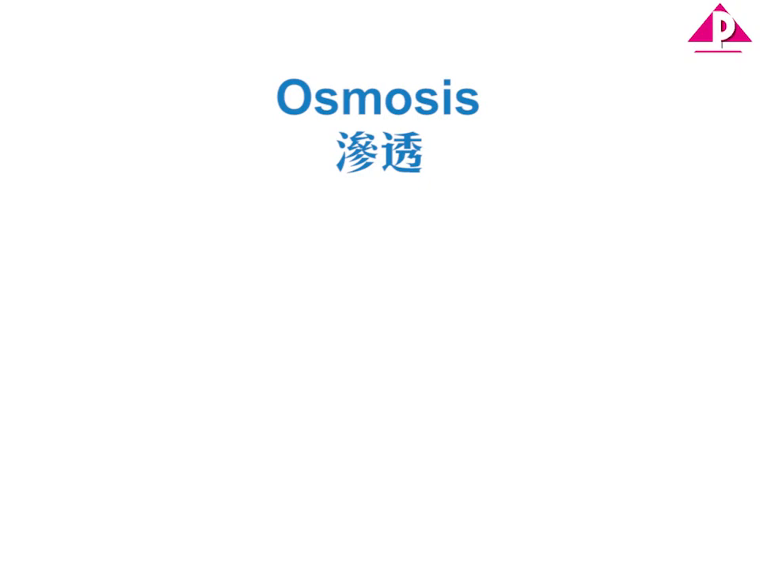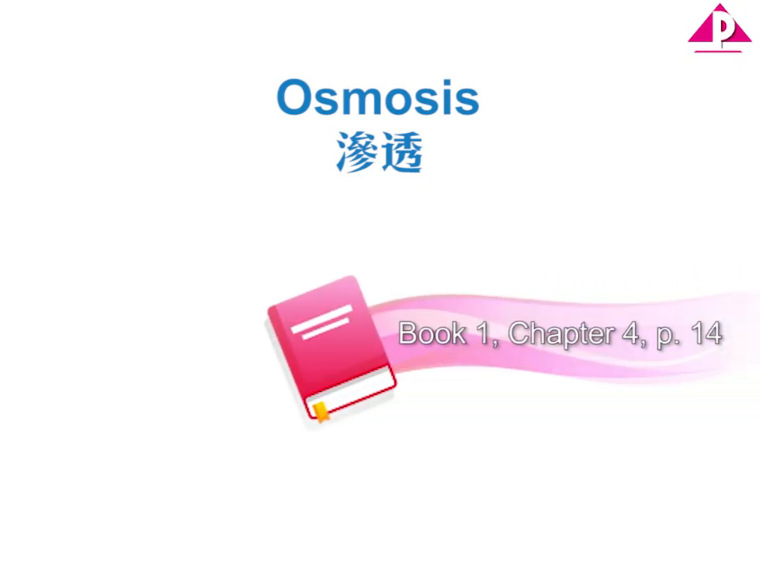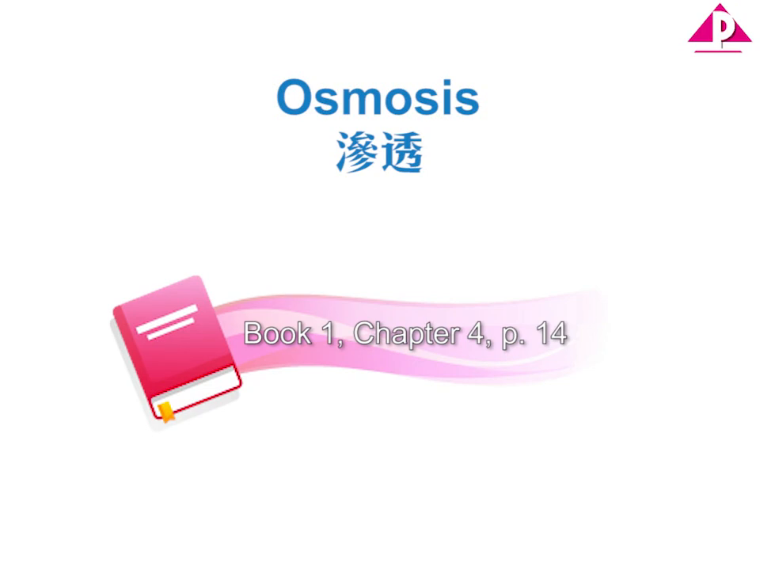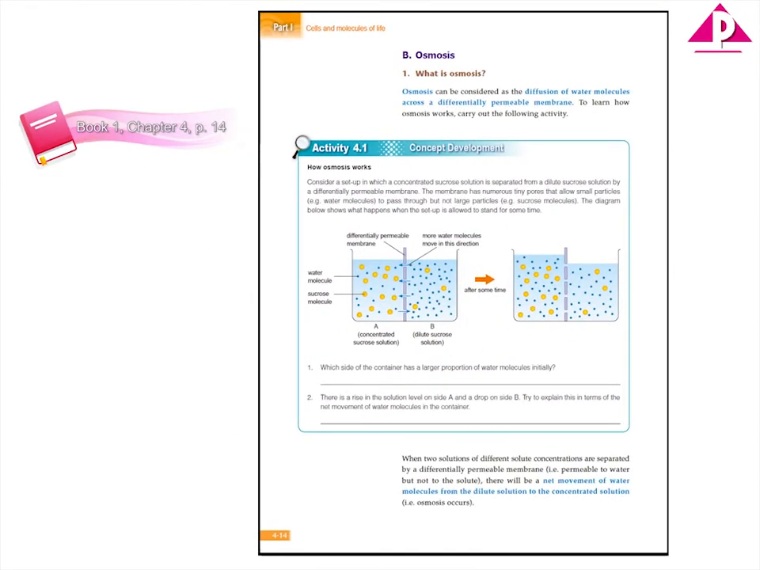For more details on the basic concepts of osmosis, please refer to page 14 of Chapter 4 in Book 1. You should now be able to finish the questions in Activity 4.1 by yourself, before we try to use the concept of water potential to explain osmosis in the next video.